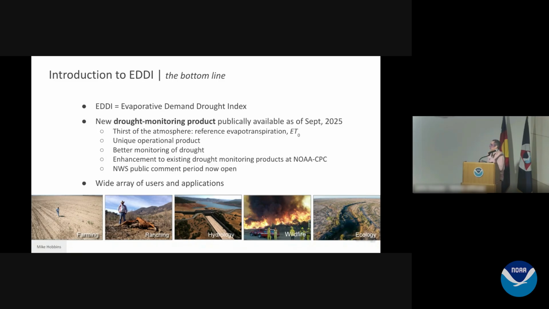And it's going to enhance the current products at the CPC, the drought monitoring and outlook products that Hailan at CPC will talk about in a bit. Excitingly, the public comment period just opened, and I'll share a link if you want to make comments. There are a lot of users and applications. You can see them on the bottom. We'll talk about those in a minute, and some users and applications that I had no conception of going into this.